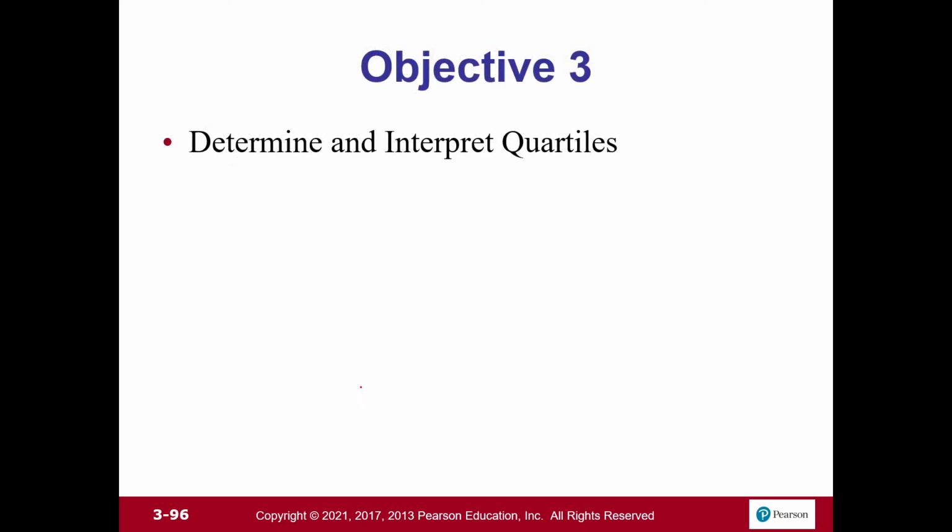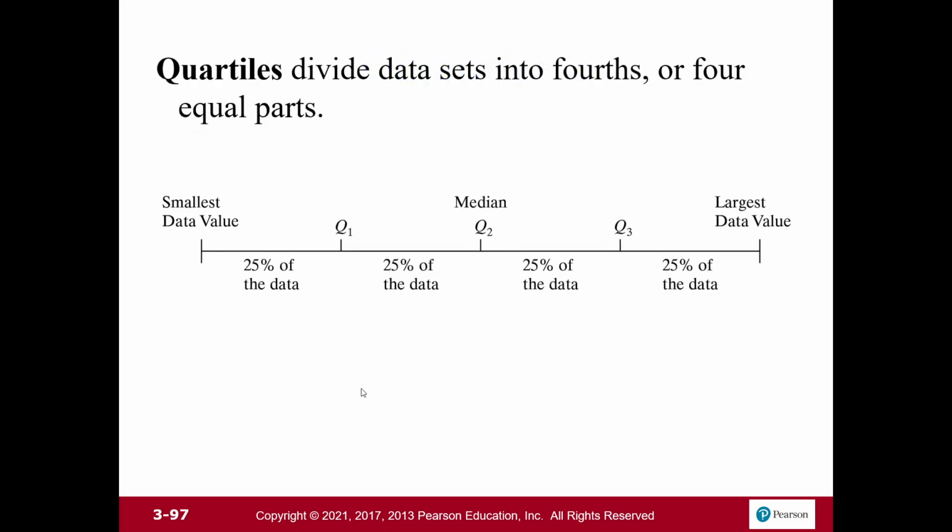Determine and interpret quartiles. All right, this reminds me of the 5-number summary. The 5-number summary are nothing more than a bunch of quartiles being divided up. Q2 is the median, Q1 is the 25th percentile, so on and so forth.